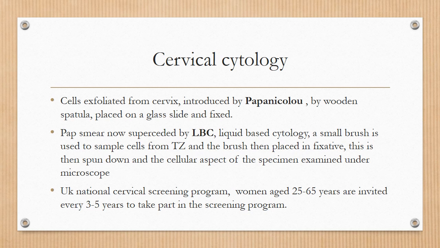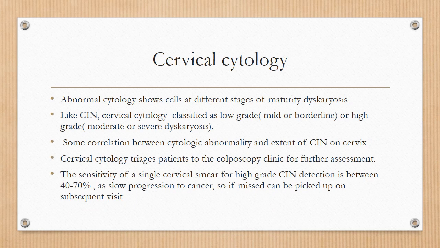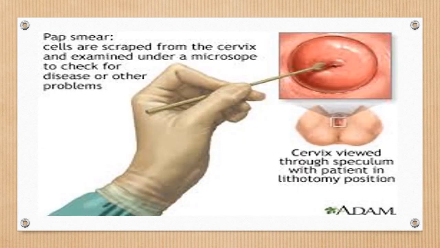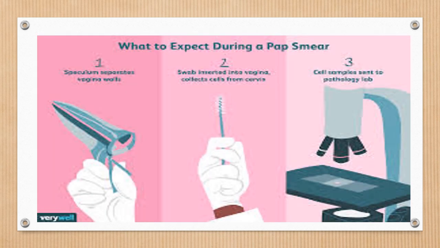In the UK's National Cervical Screening Program, women aged 25 to 65 years are invited every 3 to 5 years to take part in the screening program. Then this is the pap smear. How do we take a pap smear? Cells are scraped from the cervix and examined under the microscope to check for disease or other problems. The cervix is viewed through a speculum with the patient in a lithotomy position, and we can have the pap smear taken in this way. Then what to expect during a pap smear?